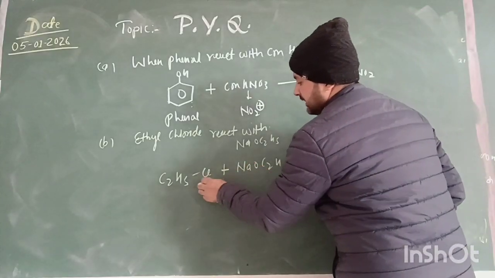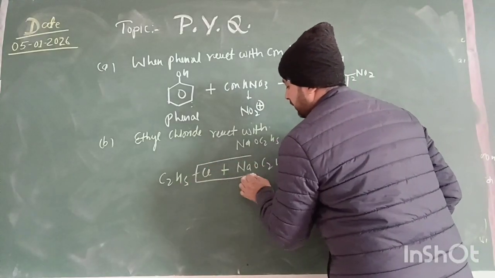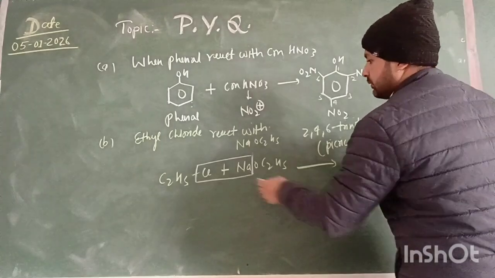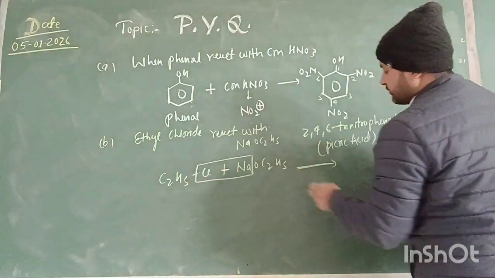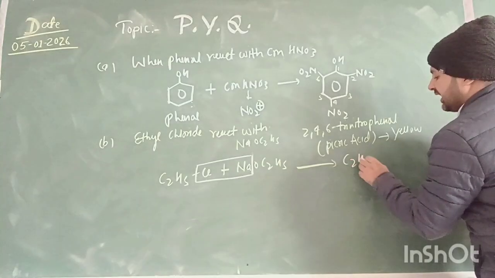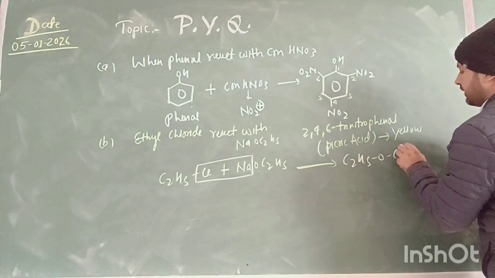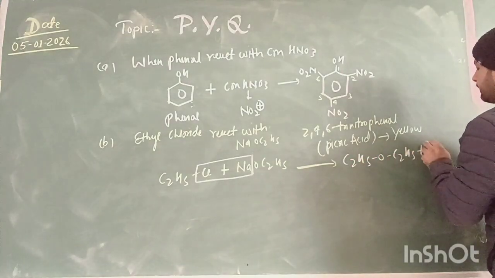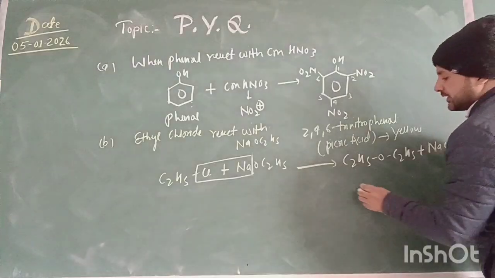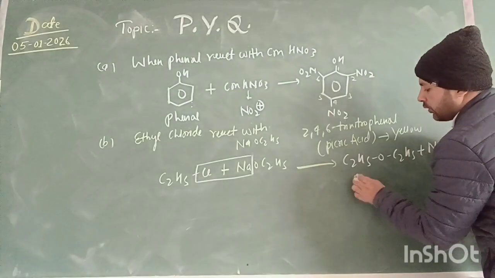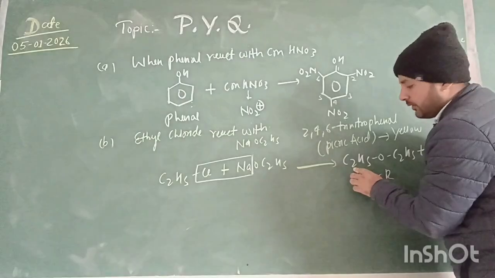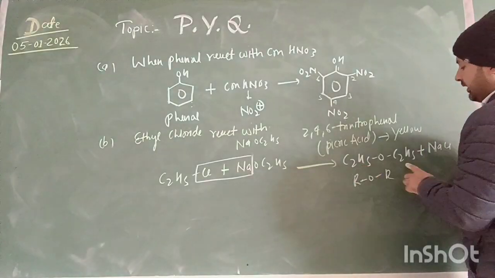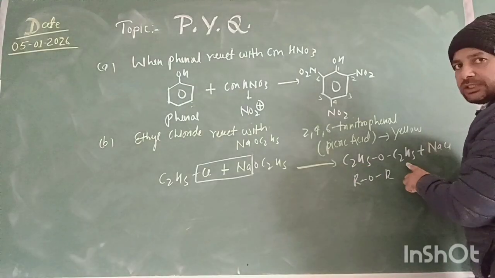This Na and Cl, after combining, will form NaCl. Okay, so C2H5 gets connected with C2H5O, and there will be removal of NaCl. This is an R-O-R type structure. R is here an alkyl group, which is ethyl here. Here also ethyl. This is an ether compound.